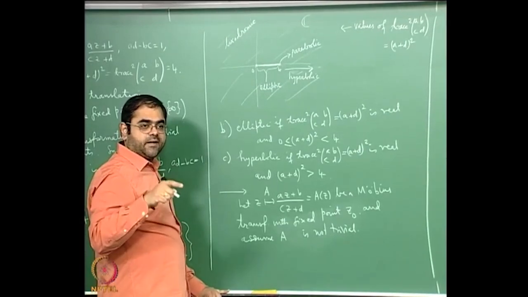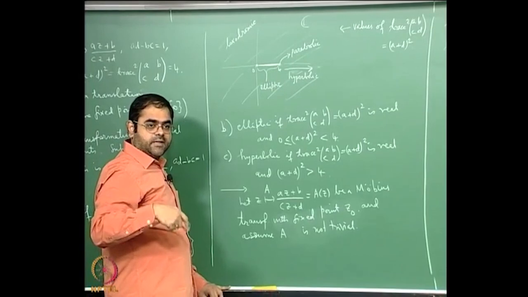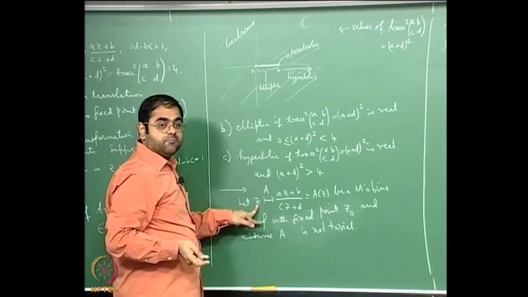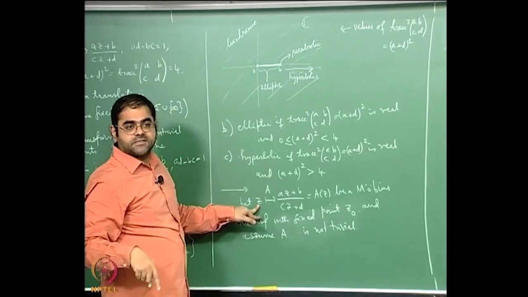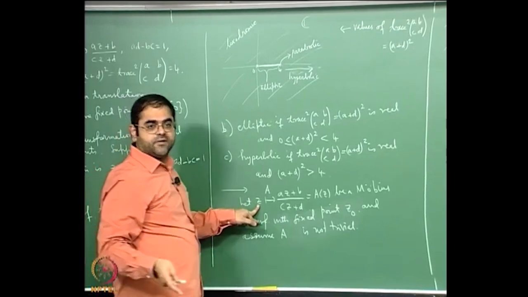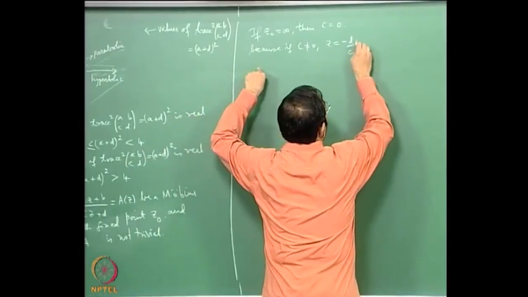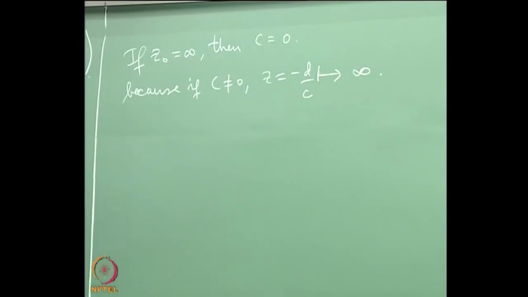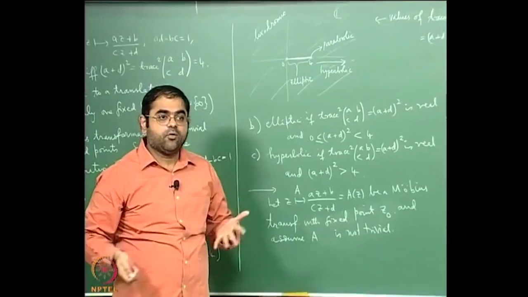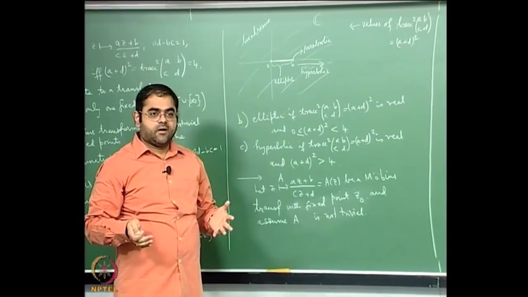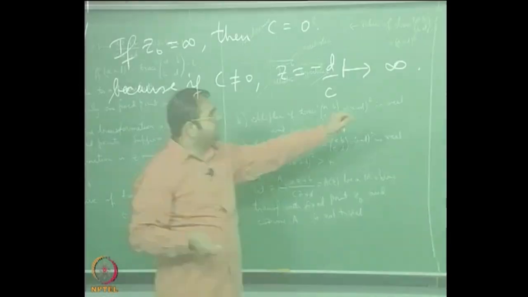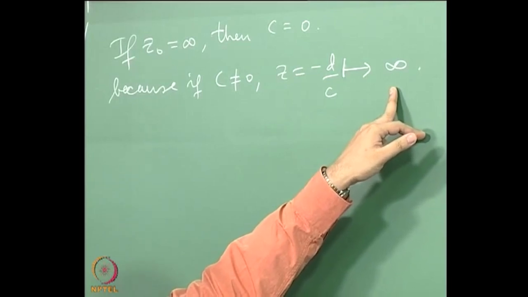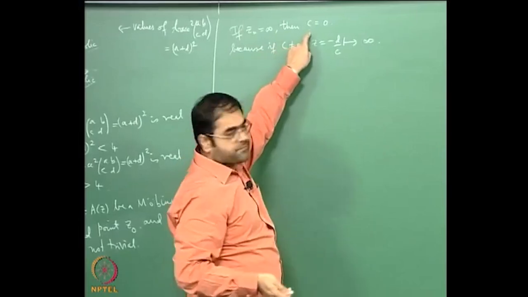If you remember, any finite complex number divided by 0 is taken as infinity. So if I put z equal to minus d by c, then minus d by c is a finite complex number, it is not infinity, and it goes to infinity. Now, all your Moebius transformations are bijective and biholomorphic maps of the extended complex plane, C union infinity, onto itself. Therefore if minus d by c, a finite complex number, goes to infinity, then infinity is not a fixed point, because of injectivity. So c has to be 0.